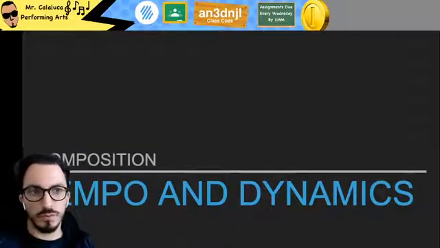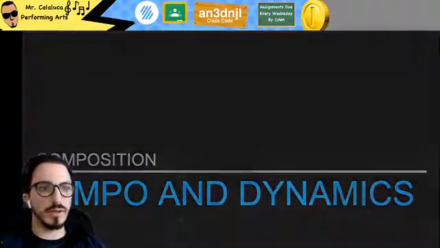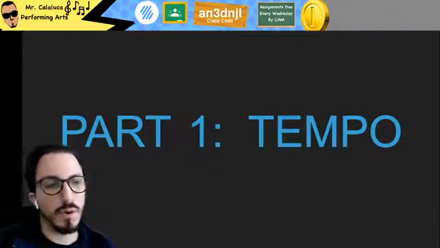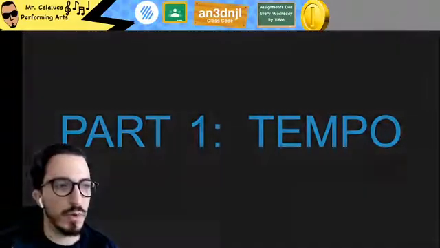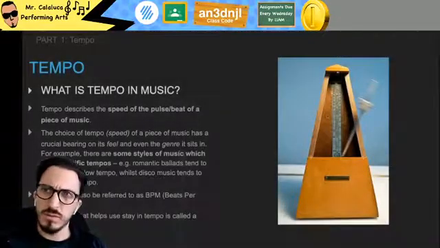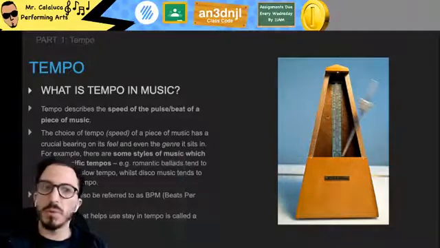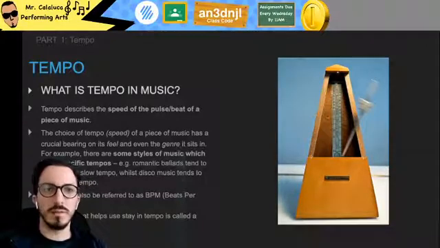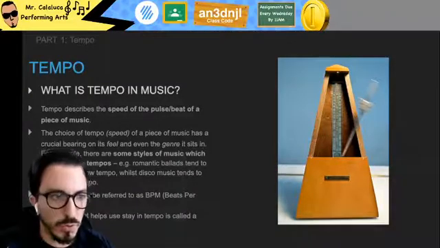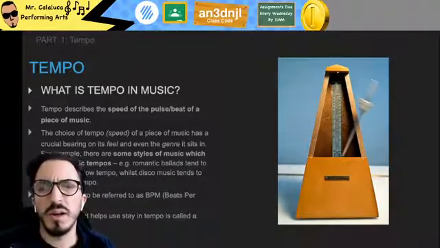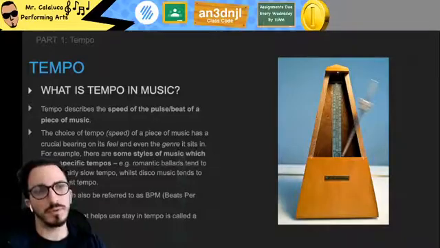Okay, so like last time, we're going to divide this up into two different parts. Our first part is going to be tempo, which you guys should know by now. Tempo is what basically describes the speed or the beat of your music, okay? The choice of tempo really does impact your song, okay? It impacts it in many ways. The first way is it really gives you an idea of what kind of song it is.